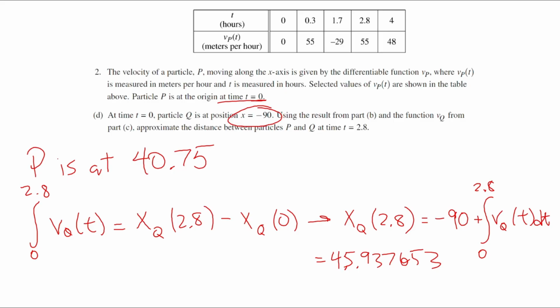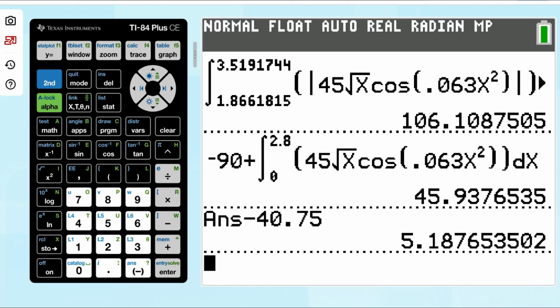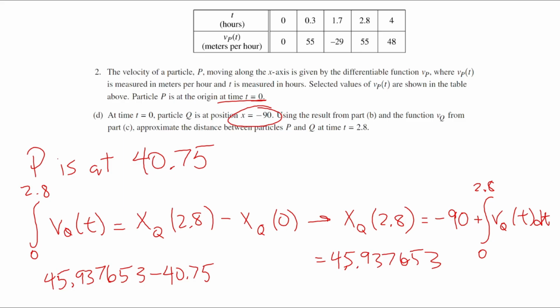So we'll just then go ahead and do 45.937653 minus the 40.75, which of course we can just do right here. Minus 40.75 gives us 5.188 when we round. 5.188 meters apart.